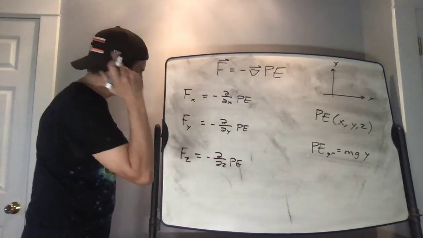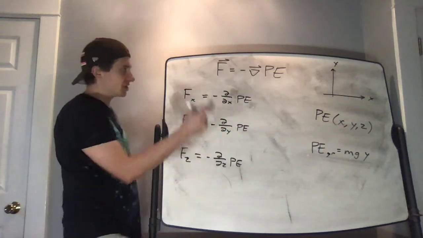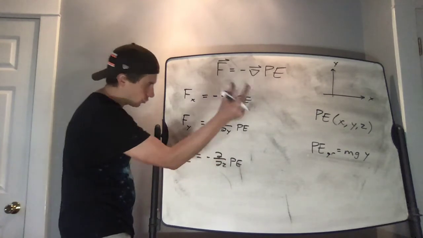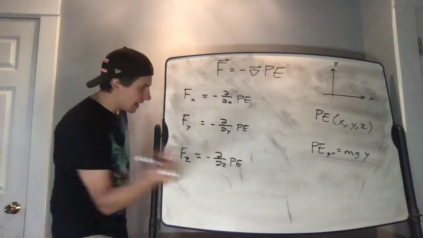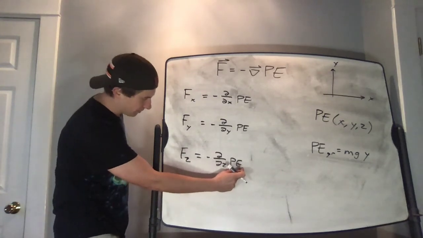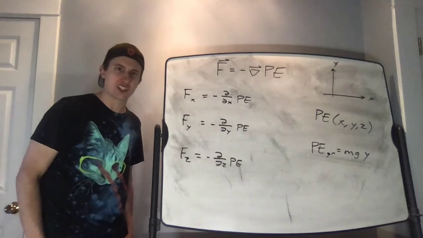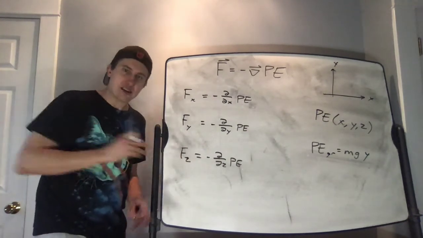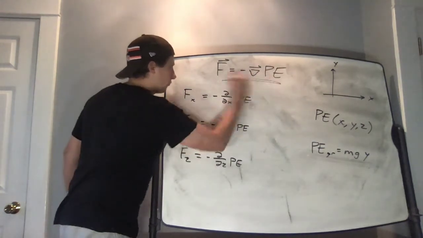So I take the derivative with respect to x of the potential energy to get the x component of the force. I take the derivative with respect to y of the potential energy to get the y component of the force. I take the derivative of the potential energy with respect to z, and I get the z component of the force. And this is three equations written right here, but I could condense them all into one equation by writing it in this form over here.